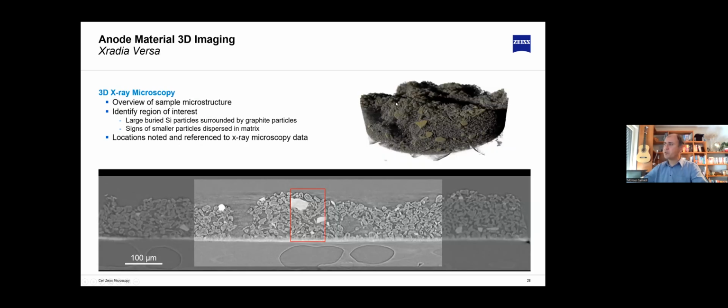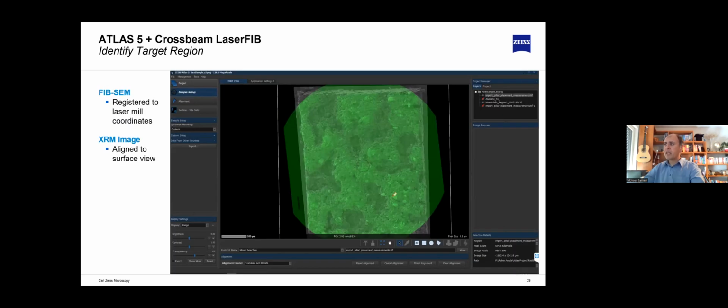We have access to a 3D volume of the graphite anode, seeing silicon particles. And based on this data, we can decide on a micropillar for the Ultra 810 machine, which in the end provides us a virtual 3D volume with a higher resolution of 50 nanometers compared to Versa.